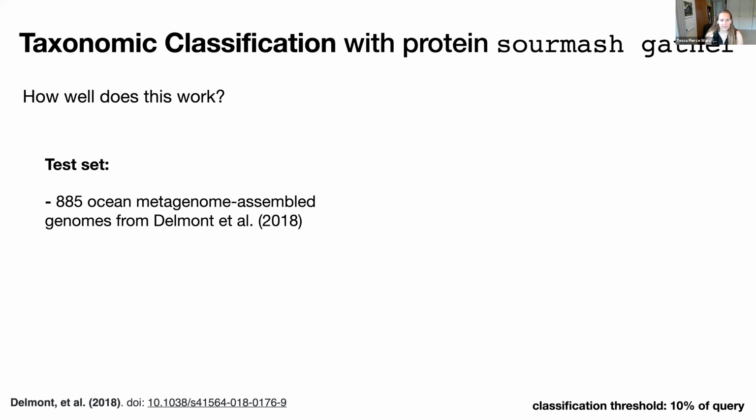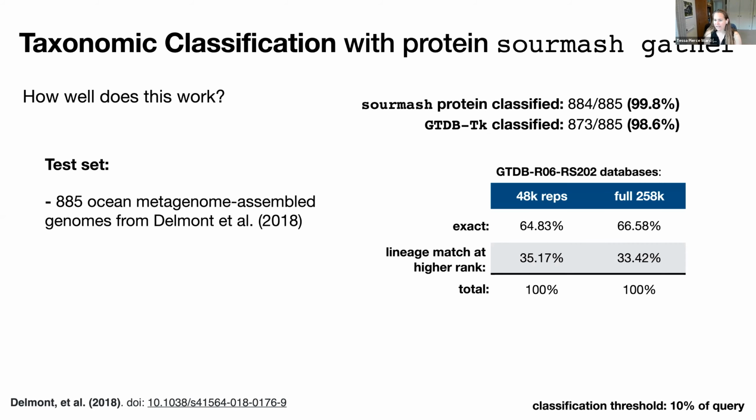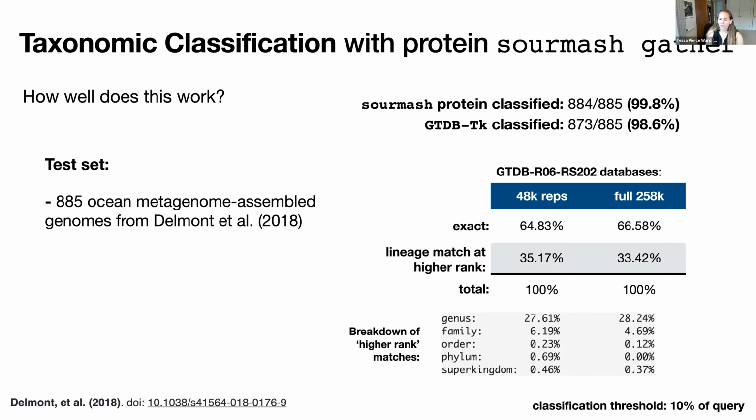Extending this to an environmental set of samples, we took 885 genomes from the Tara Oceans, from the Delmont paper. I think neither of them really classified all of them, but they got pretty close. And here we had exact matches at about 66%, and some match at a higher lineage rank at 33%. If we break those down, most of those lineage matches happen at the genus level. So we got the exact same genus-level classification, but a different species was selected as the exact classification. So we need to look into those differences there.